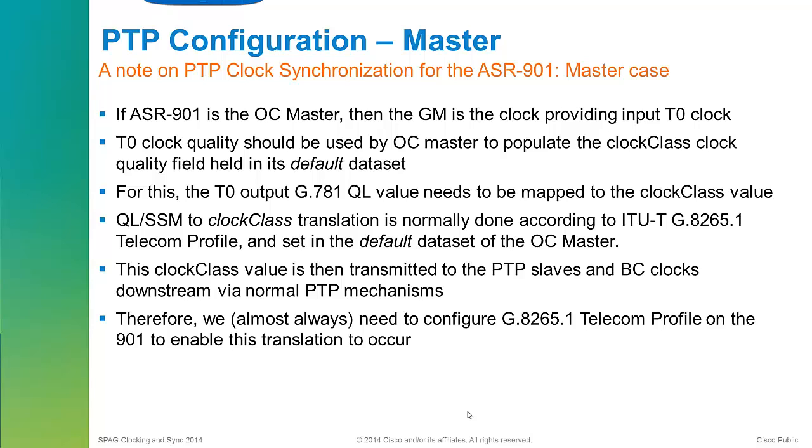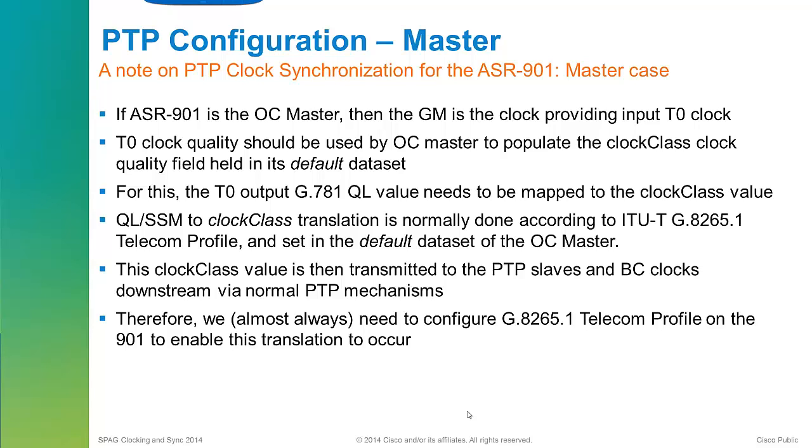For that to happen, we touched on it a bit when talking about slave, but the G.781 quality level needs to be mapped to a clock class value. And this translation normally can be done several ways. On the ASR 901, the way it's done is according to the telecom profile G.8265.1, and it populates the default data set, which is then sent to the slaves and becomes the parent data set.